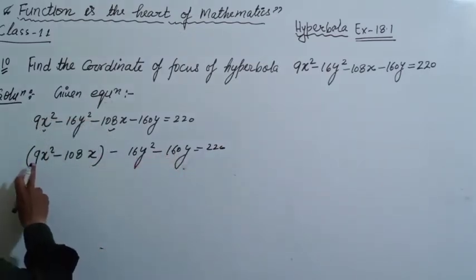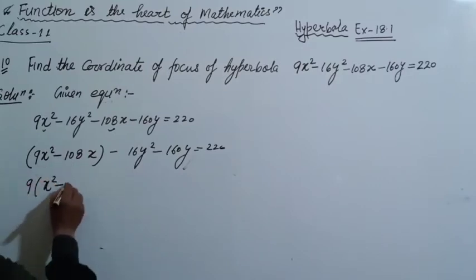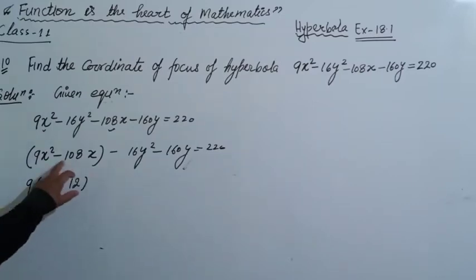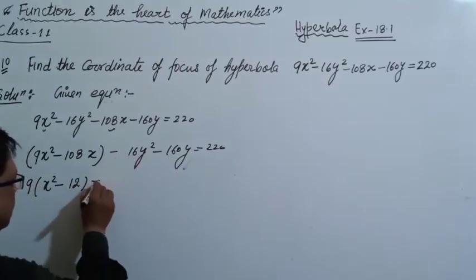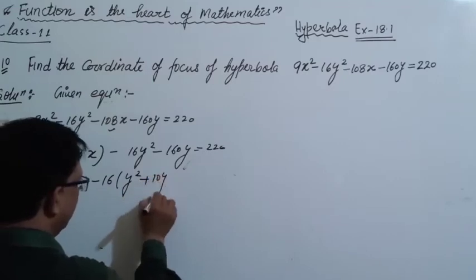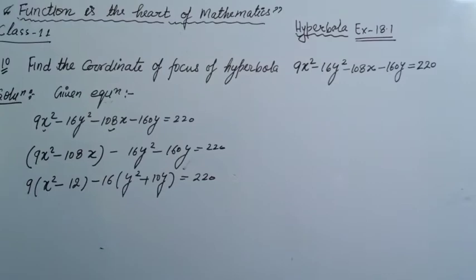Now we see that 9 is common, so we take it common: x square minus 12x. Always take a common constant term, not a variable. We see that x is also common, but we do not take common from the variable. Here 16 is common, actually minus 16 is common. So we take minus 16 common, and in the bracket we get y square plus 10y, is equal to 220.